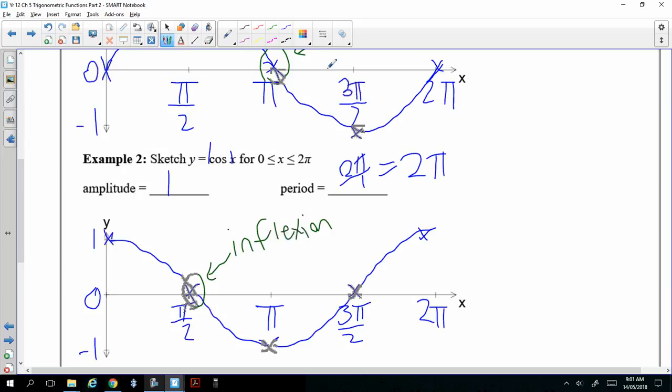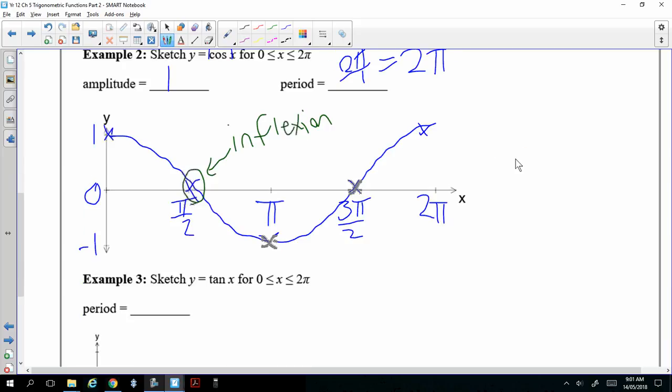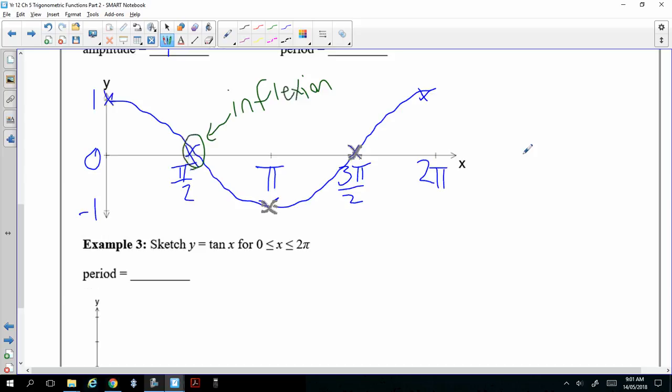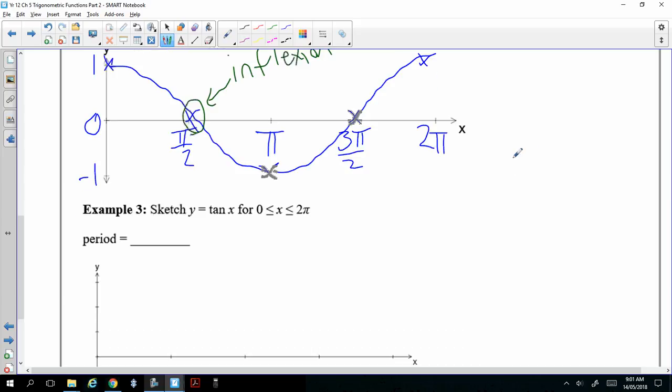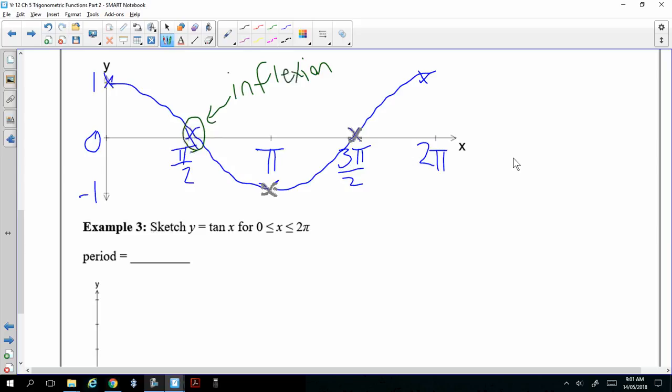Alright, okay, let's do that. Okay, we've finished this one. Now we're going to do the tan graph. Tan's a little bit different. Tan's very different from sine and cos, because for one thing, there's no amplitude, and there is a period, but the period is different. The period is just pi, rather than 2 pi. Sine and cos is 2 pi, but tan is only pi. You will see later on why this is pi.